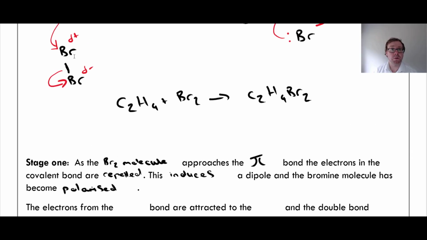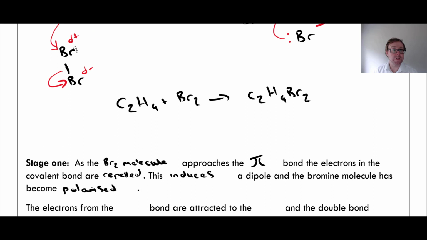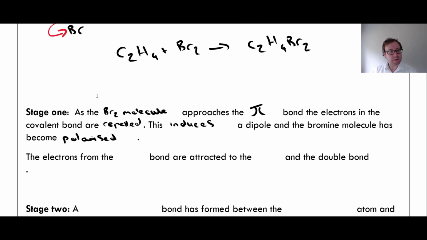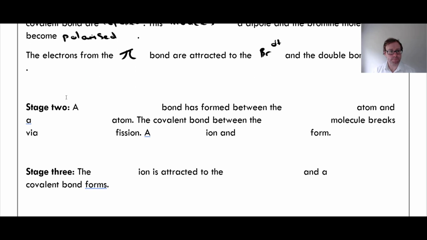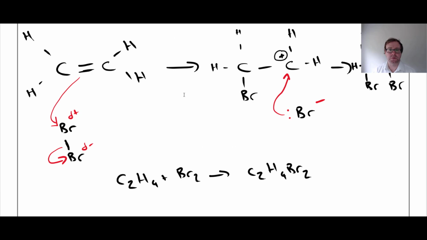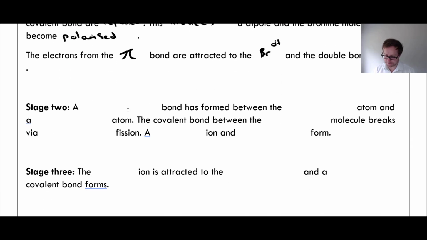And this word polarized, polarized means that there's a difference in charge. So we have delta negative here, delta positive here, and delta negative here. The electrons from the pi bond are attracted to the positive charge on one of the bromine atoms, and the double bond breaks, which is what we can see happening here. Okay, so we're now on stage 2.